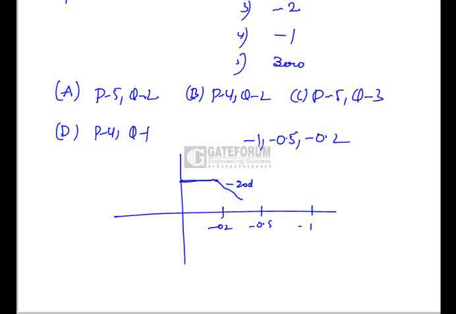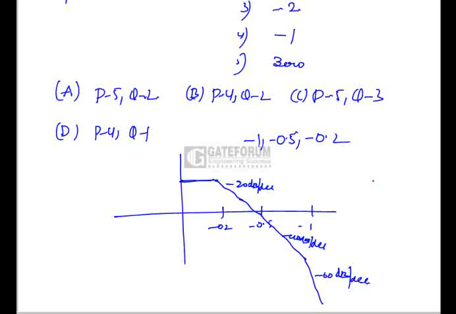This is minus 20 dB per decade. Okay, after that we have one more pole at 0.5. This is minus 40 dB per decade. After that we have one more pole, that is at 1. This is minus 60 dB per decade.